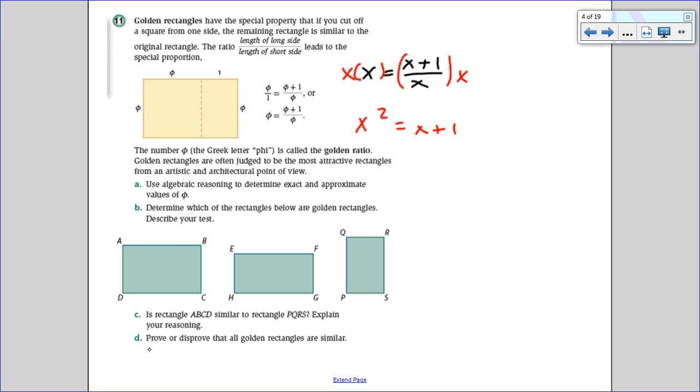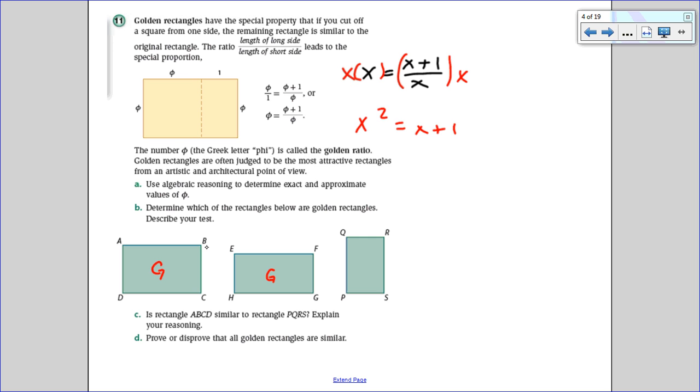What I want to help you with actually is more with part D. Prove or disprove that all golden rectangles are similar. Now, I don't know if these two are. I'm pretty sure they're not. But let's say ABCD is golden and EFGH is golden also. I want to show you what you would have to show to see if these are actually similar.